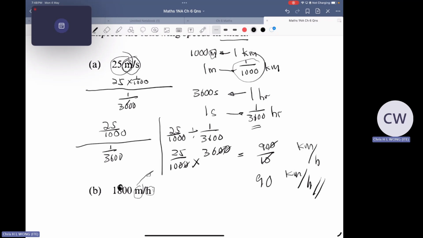This 1 hour, no change, right? You're supposed to convert to kilometer per hour, but this is already hour, so you don't change anything. You only change the meter to kilometer. So what do you have? Actually, from here, you can see the answer already. Hour, I don't change. Meter, I change to kilometer. I just divide by 1,000. So what did I get? 1.8, isn't it? You have 1.8 kilometer per hour. You only change the meter to kilometer, you divide by 1,000. 1,800 divided by 1,000, you have 1.8. That's the answer.